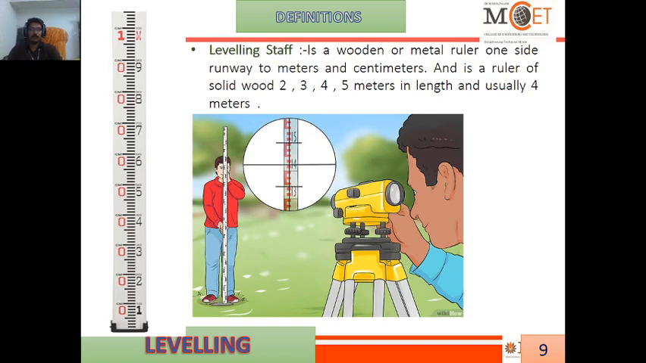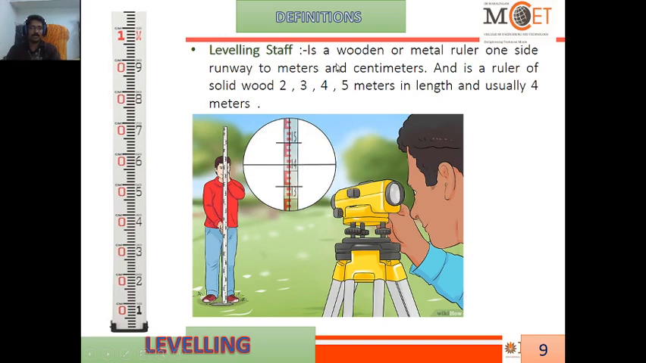When you see through the eyepiece, some helper will be holding the leveling staff. Our telescope will have crosshairs: medial, top, bottom. We require only the mid one, the mid line where it gets coincided.